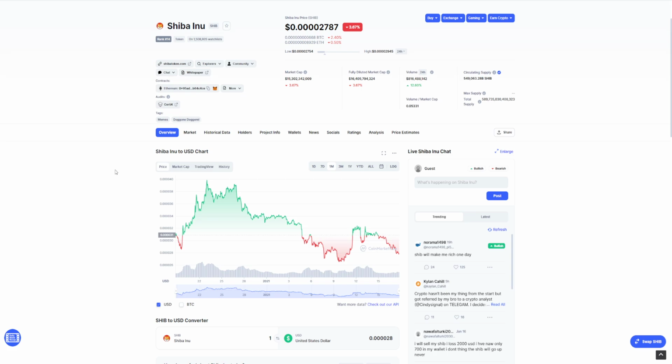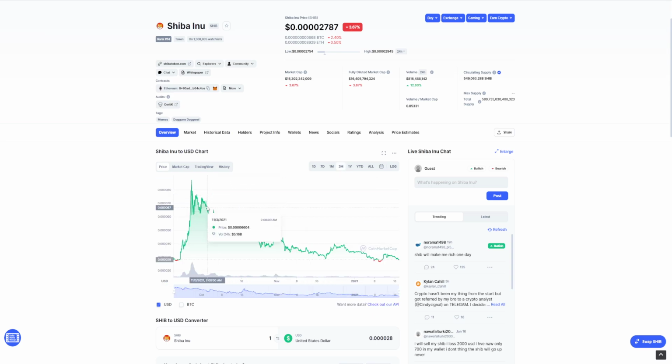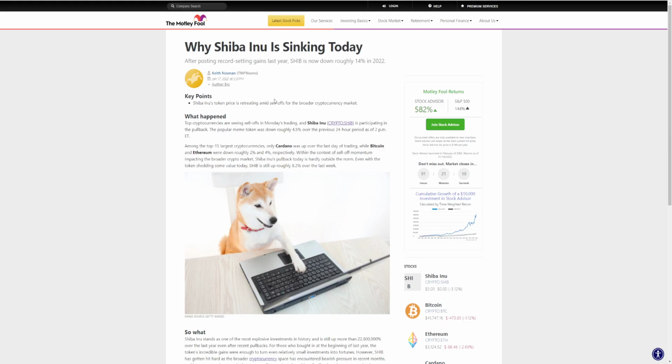First and foremost, people are saying Shiba Inu is struggling. And yes, I'll be the first to admit, I mean, look at the 3 month chart. We had this huge rise in price, and since then we have seen a decline in the price action. I think this Motley Fool article actually hits the nail on the head in terms of what's actually going on.